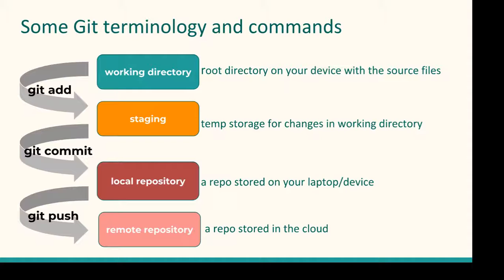It's not really a physical place. It's a place that you can't see directly. You can see it with some Git commands. Don't worry about that too much now, but it's sort of this temporary storage place for changes that you've made in your working directory. And the way that we add changes to that space is with the git add command. So git add puts changes from your working directory into staging.